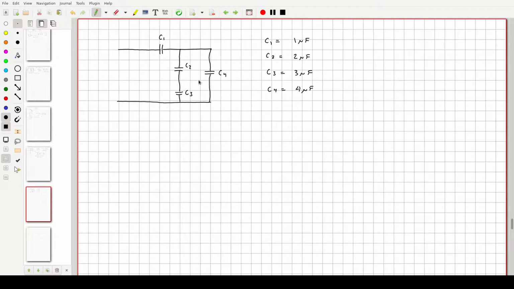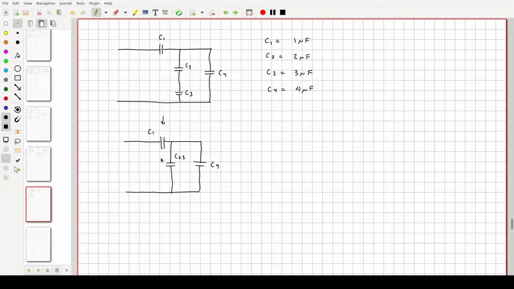Well, again, this looks pretty complicated. But I can kind of see the steps that I want to do. So the first thing I want to do is to take these two that are in series and turn them into one. So our first reduction in complexity is going to look like this. Where this is C23, this is C4, and this is C1.